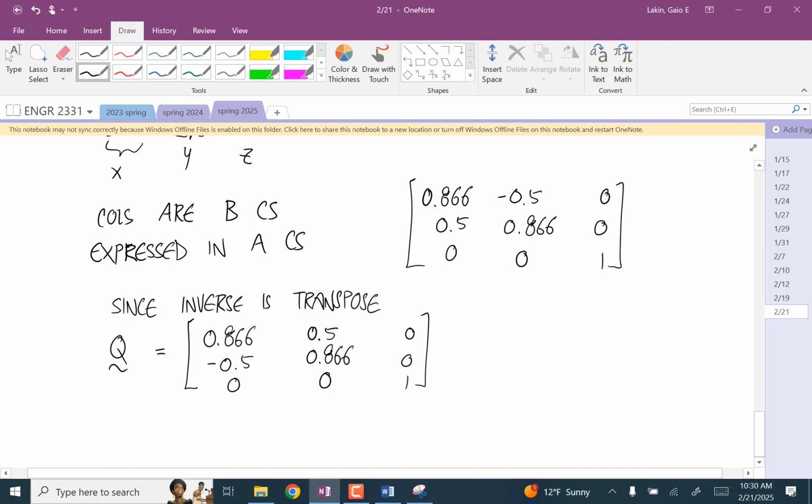Okay, so this isn't going to be useful in this class. In this class, we're just going to do rotations about x, y, and z. But it's probably a good thing to have in the back of your mind that this is all rotation matrices are. It's just coordinate axes of one coordinate system expressed in the other coordinate system.